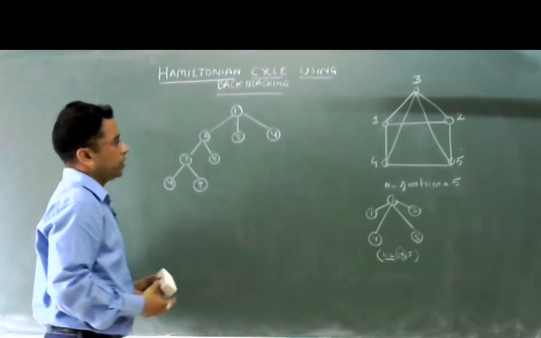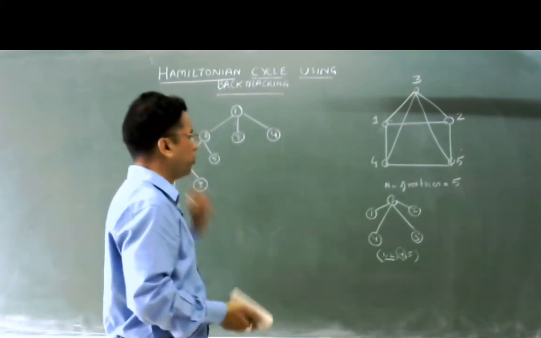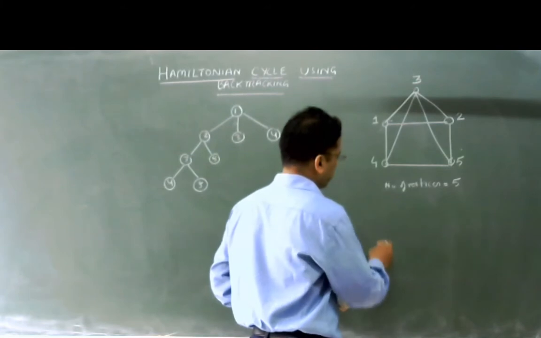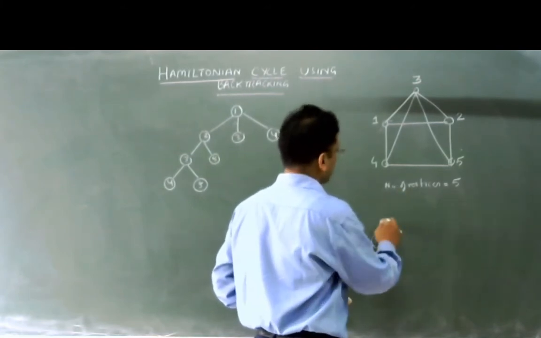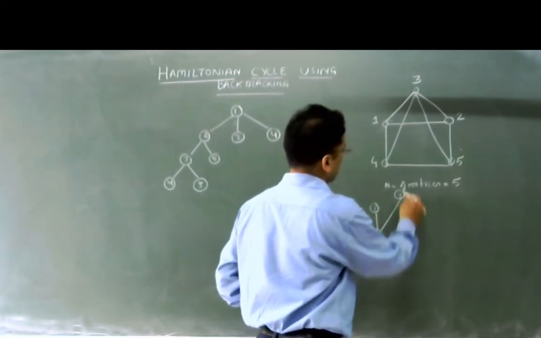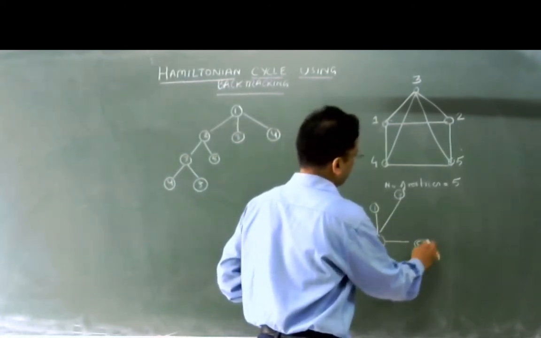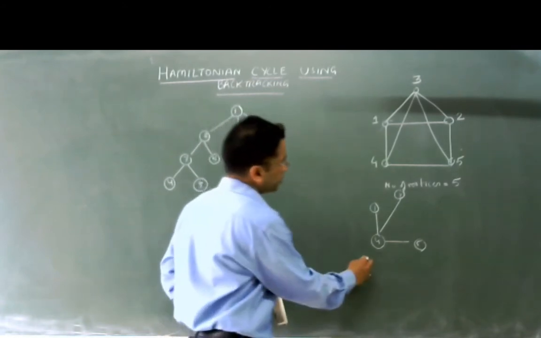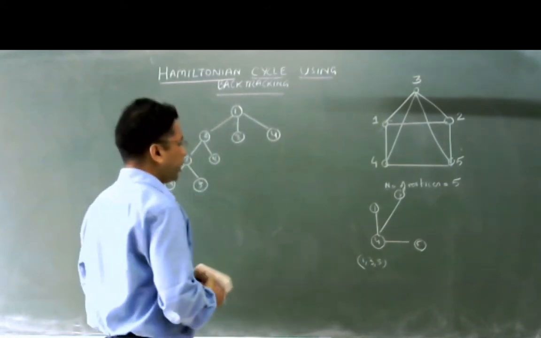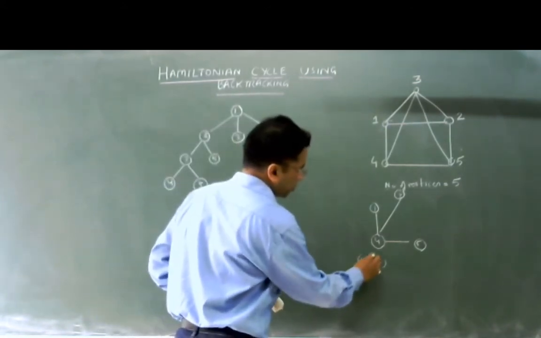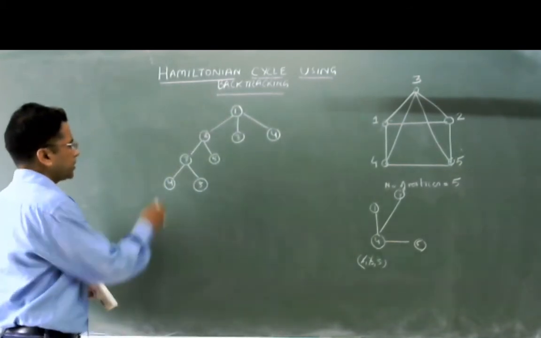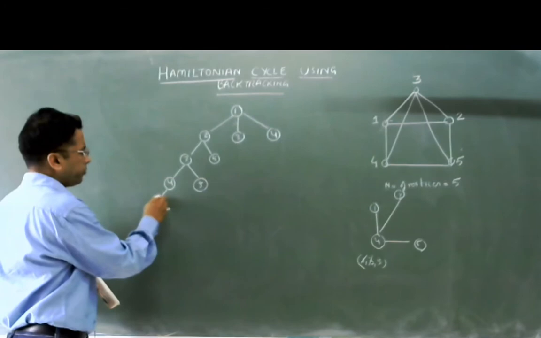Now at node number 4, the adjacency list is 1, 3 and 5. So the order is 1, 3 and 5. Out of these we have already covered these two, so they will be cancelled out because we have used 1 and we have used 3. So the next number is 5, obviously 5.